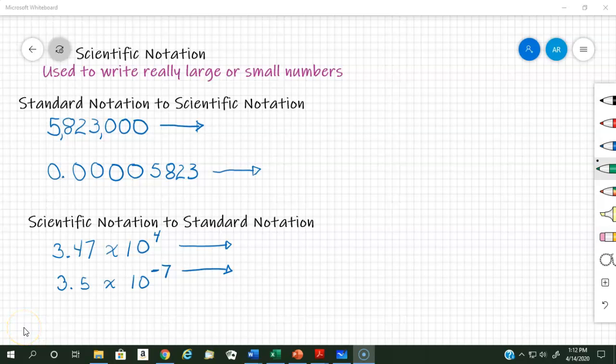All right, scientific notation is something that we often see used to write really large or really small numbers. And so here we are going to start off with standard notation and how to take that to scientific notation.